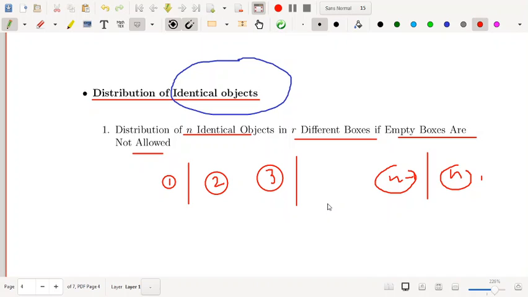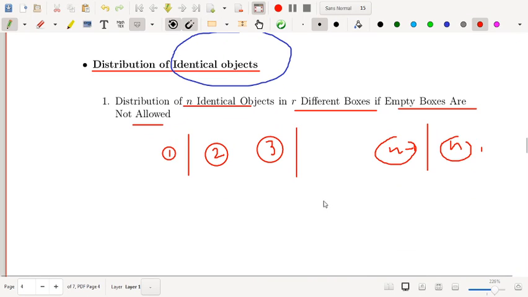So what you are getting here: there are n minus 1 gaps available to put r minus 1 partitions. So r minus 1 gaps can be selected from n minus 1 gaps in n minus 1 C r minus 1 ways.